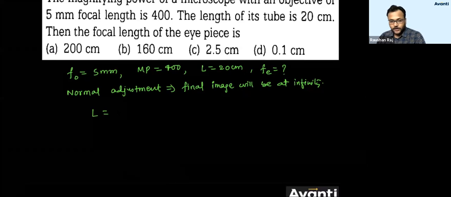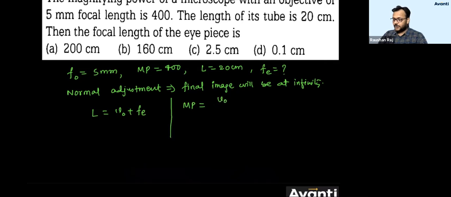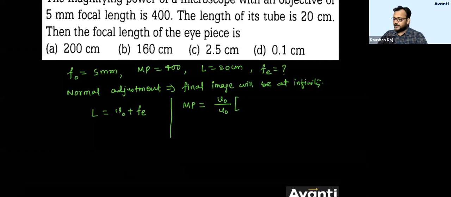क्या फॉर्मूला होता है? V naught plus Fe, right? V naught plus Fe. Correct है? What is the formula for magnifying power? जिसको गामा भी बोलते हो आप. That is V naught divided by U naught into D divided by F. So what I'm going to do, because I don't know this ratio, इसका कोई length बताया ही नहीं, only L is given to us. So I'll try to convert this V naught by U naught term in terms of L and F naught, Fe, इसके form में convert करूँगा.